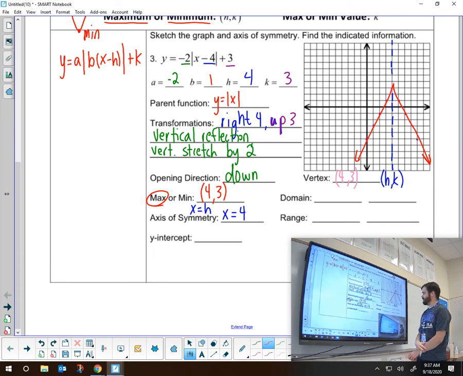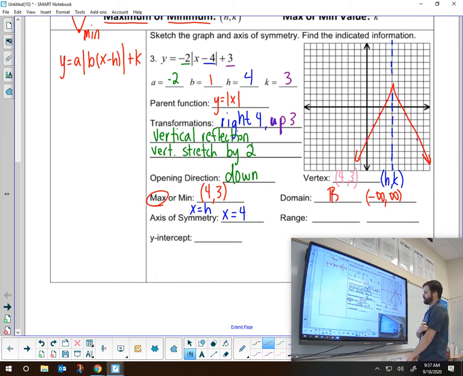My domain is going to be, well, let's see. Remember, domain is my left to right. Is it going to go everywhere to the left? Yes, that arrow is going to keep going to the left. Is it going to go everywhere to the right? Yes, it's going to keep going all the way to the right. So my domain is going to be all real numbers, -infinity to +infinity.